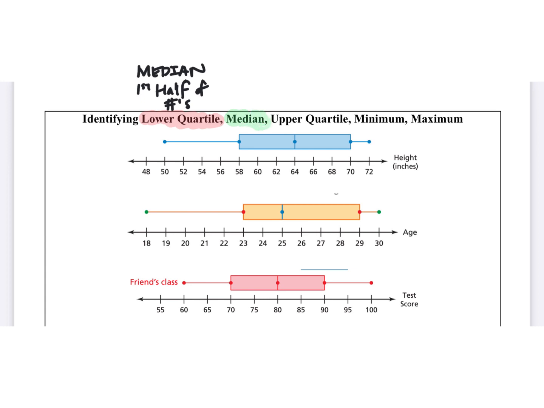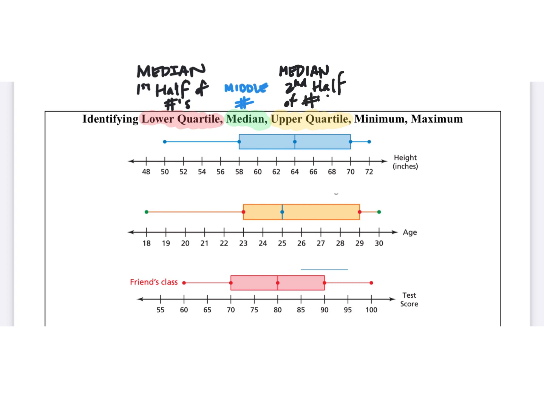The second one is median, which we learned some time ago, and that is the middle number. So that is the number directly in the middle of the data set. The third word that you should know is upper quartile. Upper quartile is, again, the median for the second half of the numbers or the data.